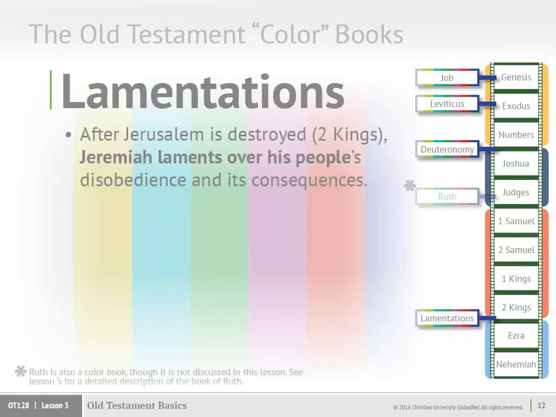The next color book occurs almost a century after Deuteronomy. The book of Lamentations fits into the sad story at the end of 2 Kings.